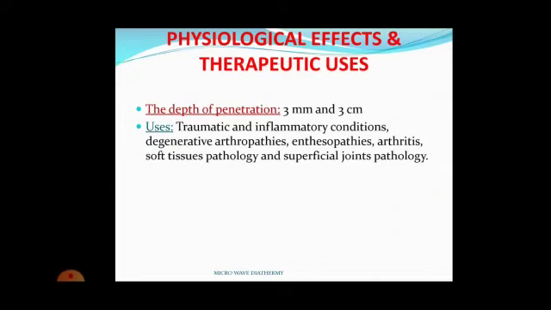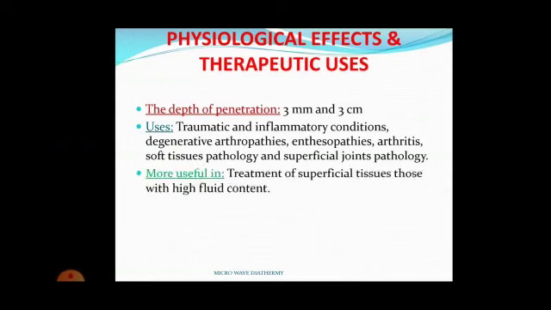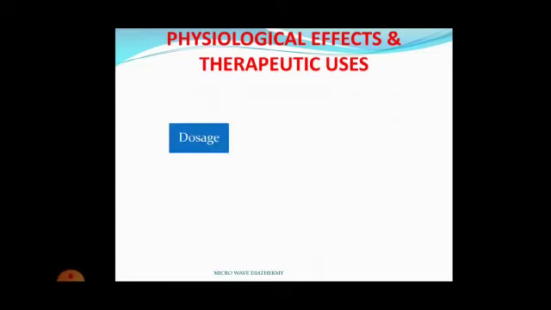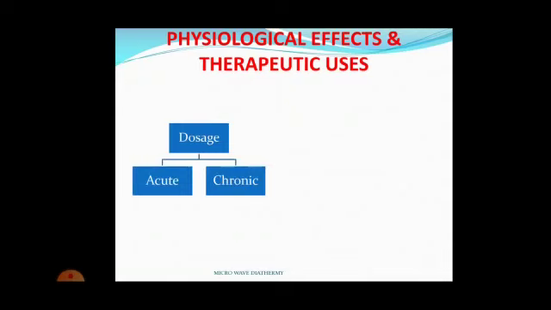So whenever your joints, bones, muscles, tendons or ligaments have inflammation or one sign of inflammation, that is pain, microwave diathermy will be useful. It will be more useful in case of superficial tissues that have high fluid content, that is nothing but muscle. Clear? Now the dosage will depend on acute or chronic condition.